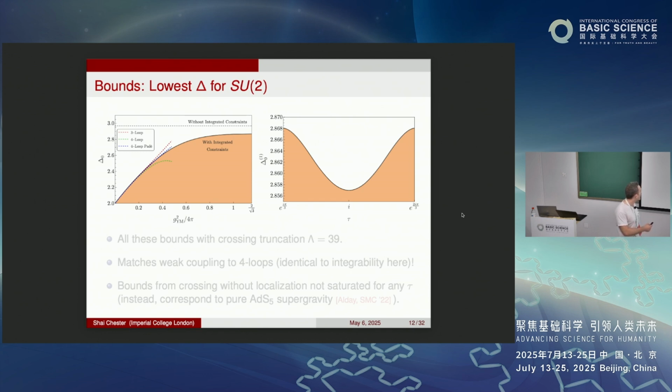This black is the upper bound. The right-hand side is focusing on this regime of strong coupling. And here we do show the dependence on the theta angle, and it's sinusoidal, as you would expect from the localization input.